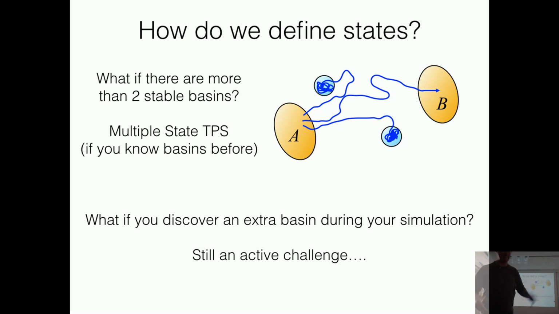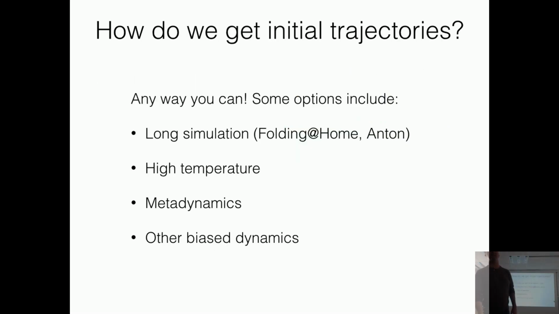Well, that's what you do. You want to find it in advance if you can. You need an initial trajectory. How do you get an initial trajectory? By hook or by crook. Any way you can is fine.